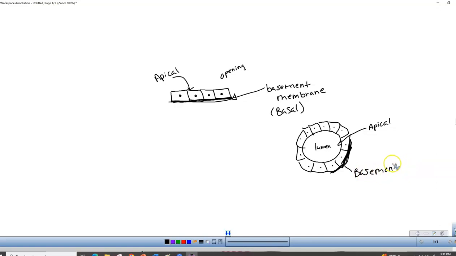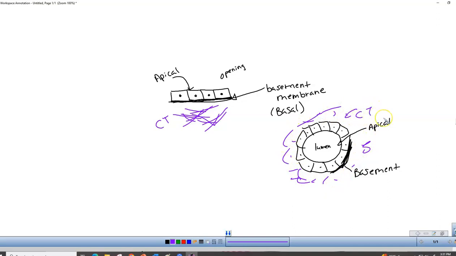And we're going to be looking at that. The reason that's important is we're going to see a hot mess underneath the basement membrane, and that's always going to be connective tissue. I'm just going to put CT. And so here, outside here, we're going to see all this craziness going on. This is going to be connective tissue land. So when you're looking under the microscope, you don't want to look under the basement membrane. I want to look towards the opening there.